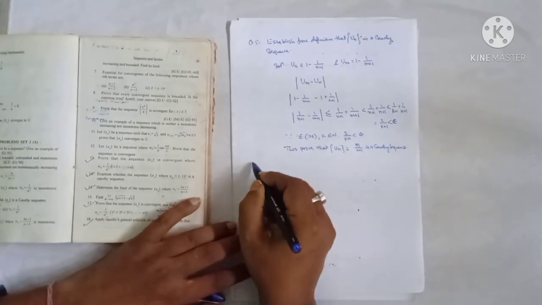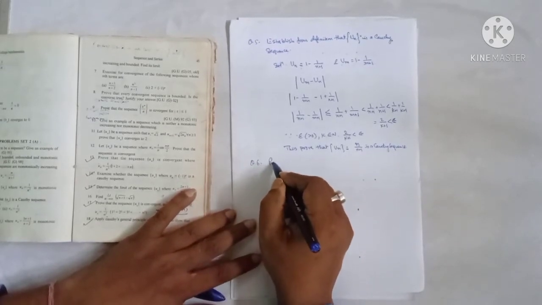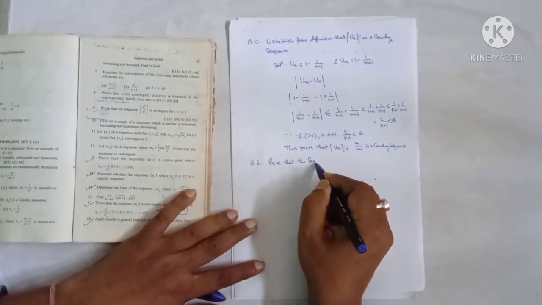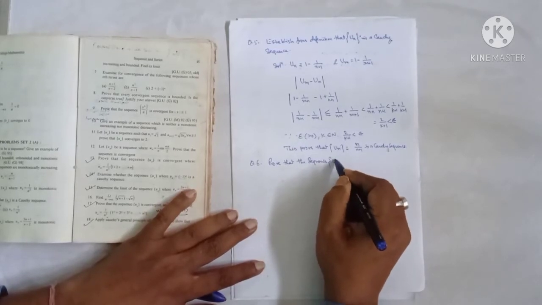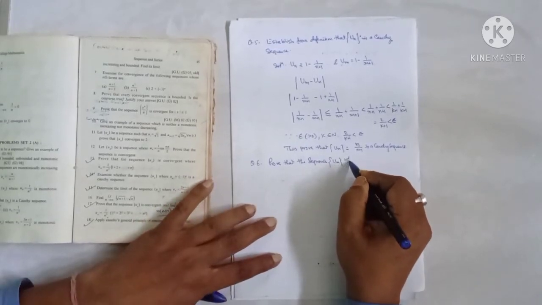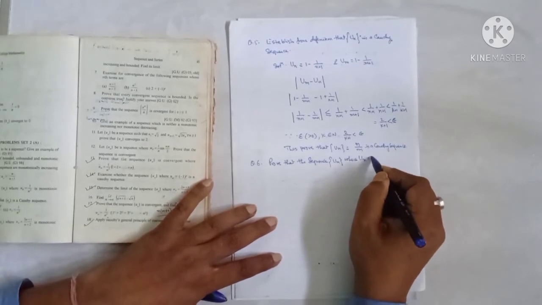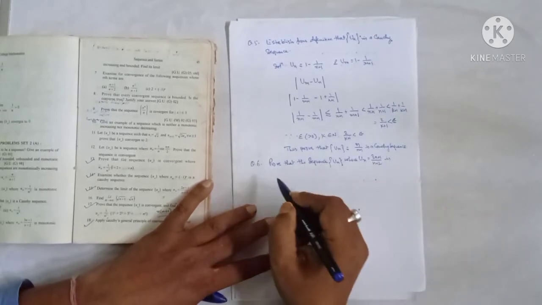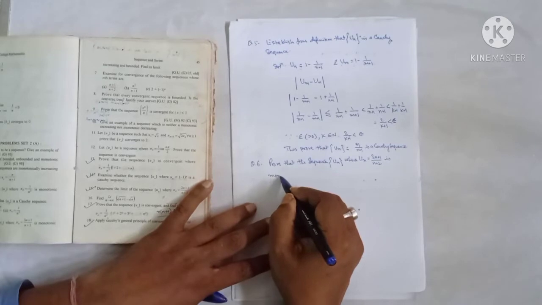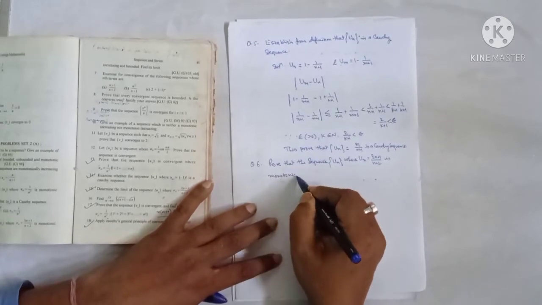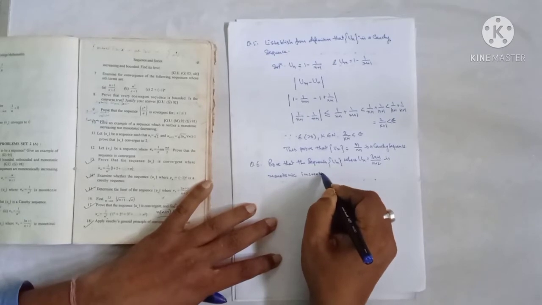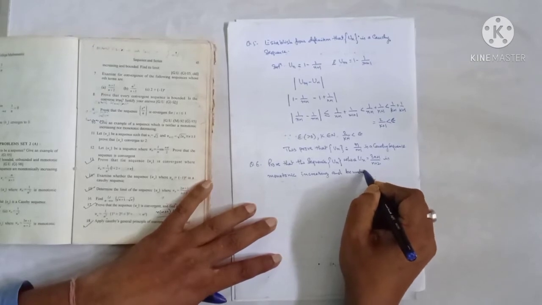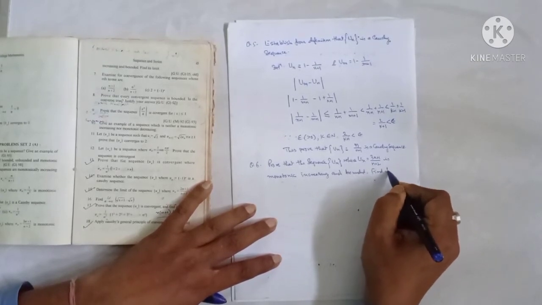Now question number 6, prove that the sequence un, where un is equal to 3n plus 1 by n plus 2, is monotonic increasing and bounded, find its limits.